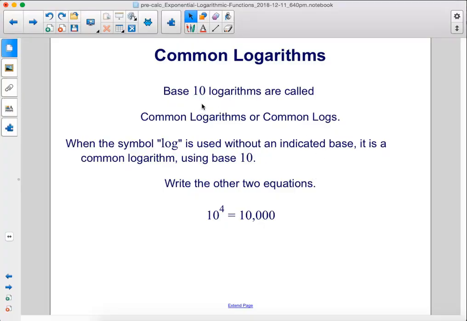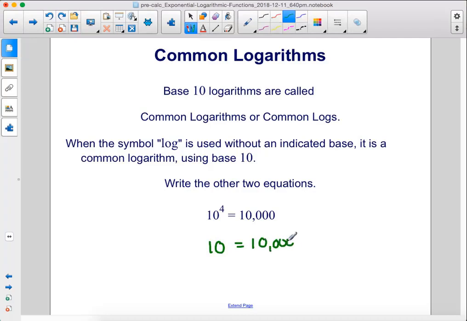Base 10 logarithms are called common logarithms or common logs. When the symbol log is used without an indicated base, it is a common logarithm using base 10. So here, write the other two equations. We could write 10 equals 10,000 to the 1/4 power. We've just swapped the exponent over and used the reciprocal. Or we could also say log base 10 equal sign, then I write the exponent over here and 10,000 here. So 10 to the 4th power equals 10,000.